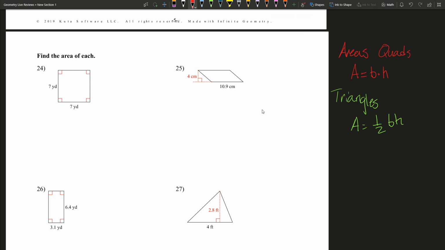All right, so number 24, this is a quadrilateral. This is a square. So our area is just 7 times 7, which is equal to 49 yards squared. 25 is the same way. So area is 4 times 10.9. Which is 43.6 centimeters squared.